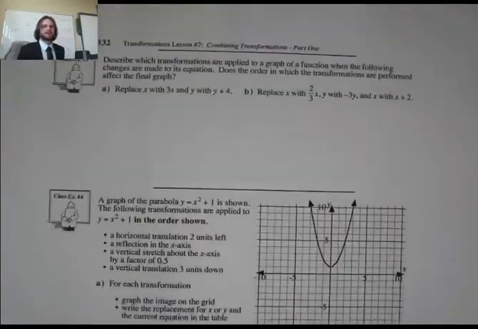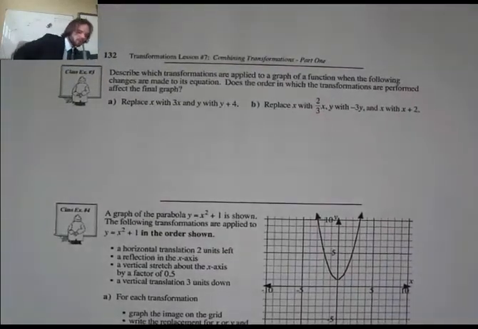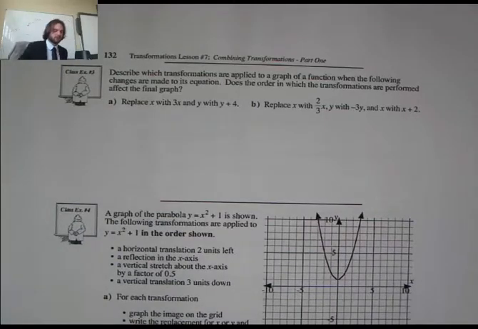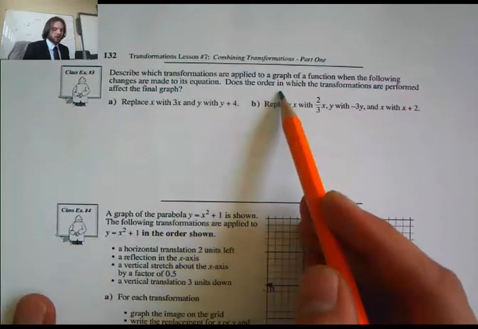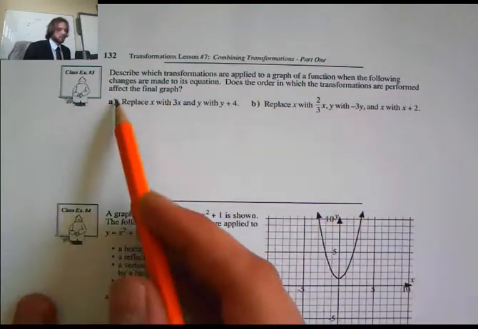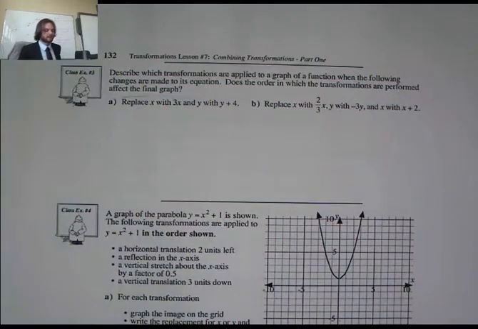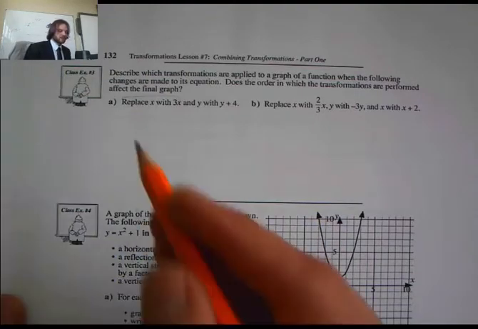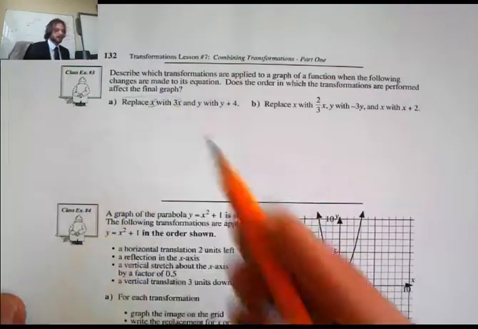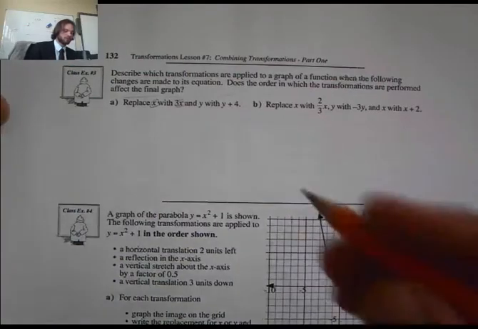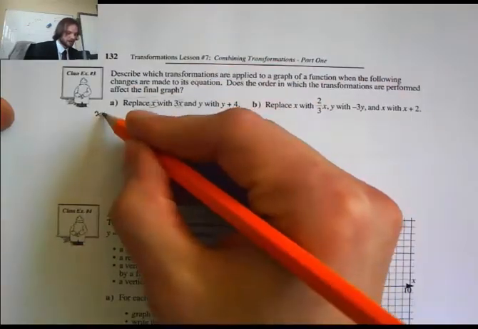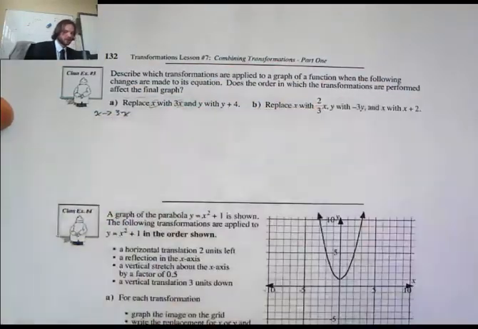Okay, let's take a look at example number 3. It says, describe which transformations are applied to the graphs when the following changes are made to the equation. Does the order in which the transformations are performed affect the final graph? All right, so here it says replace x with 3x, and y with y plus 4. So this probably does matter, okay? The order will matter eventually. So we're going to replace x with 3x. So x is replaced with 3x. So let's first do that.